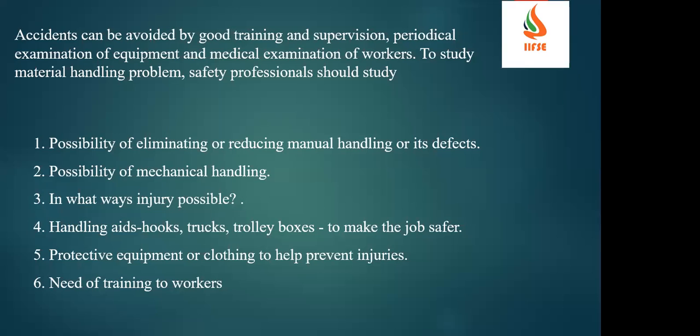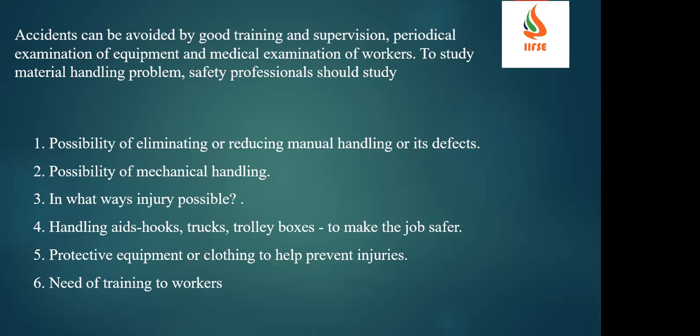And the material, we also see what kind of material it is. Either it is solid, liquid, corrosive, toxic, hot, cold, and what kind of shape it is: round, cube, rectangle, diamond shape, or an irregular shape. So all these matter to see the possibility of injury. Then handling aids: hooks, trucks, and trolley box. And we have to think about whether all these handling aids are properly in good condition or not.